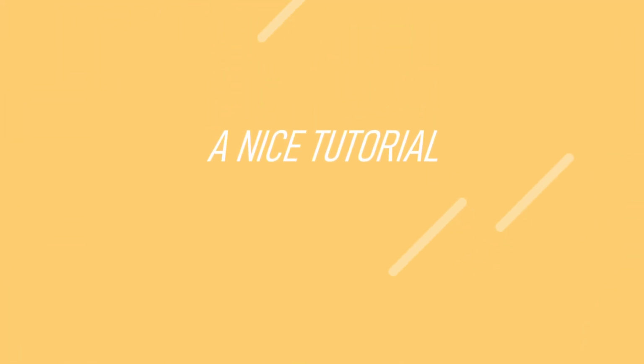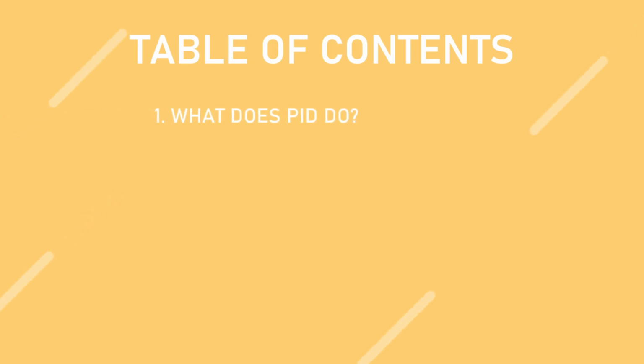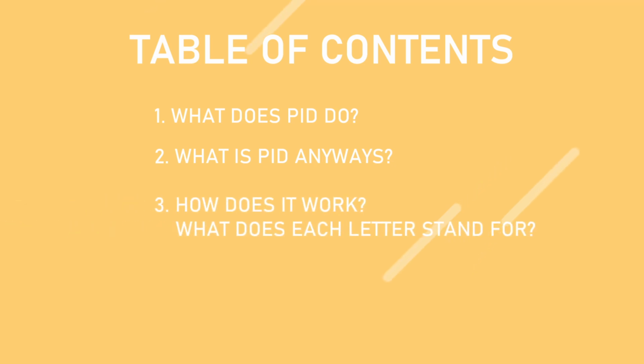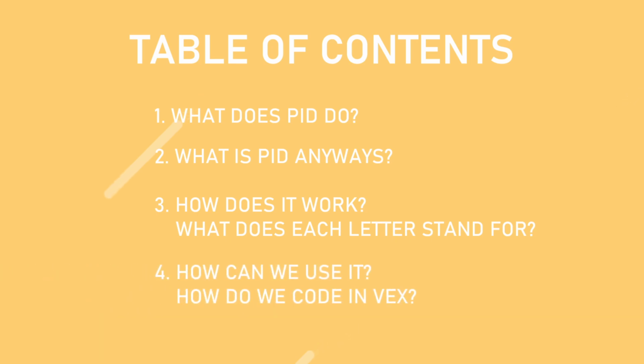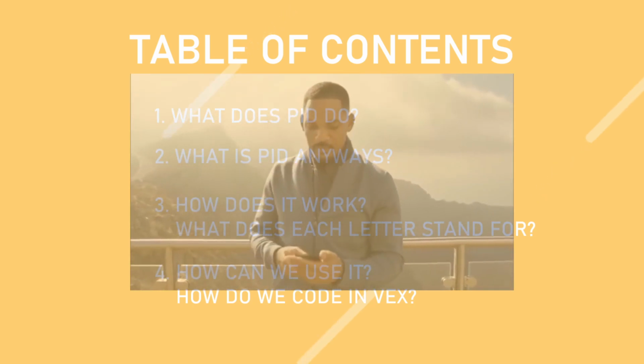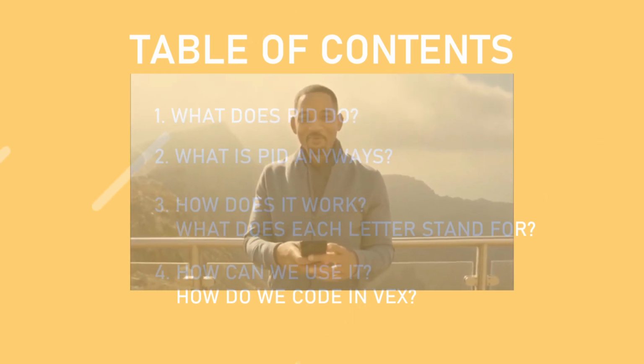In order to have a nice tutorial, I prepared a table of contents for this video. We have 4 chapters to go through in the tutorial, consisting of Chapter 1. What does PID do? Chapter 2. What is PID anyways? Chapter 3. How does it work? What does each letter stand for? And Chapter 4. How can we use it? How do we code in VEX? You probably see the timestamps in the seek bar in the description. I know you would probably rewatch it a few times if you like this tutorial. So feel free to pause and move around to any point where you want to skip or rewind.